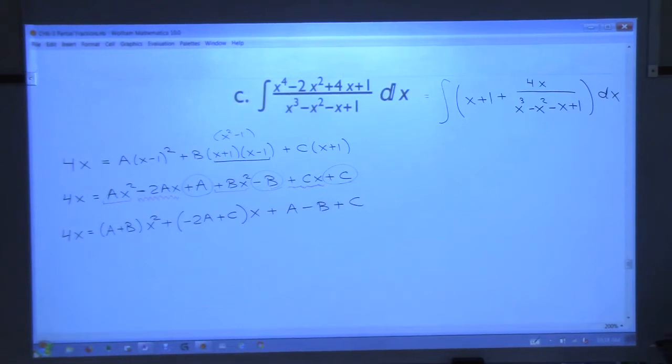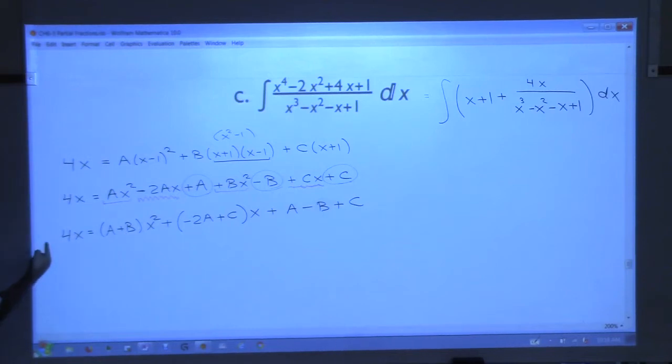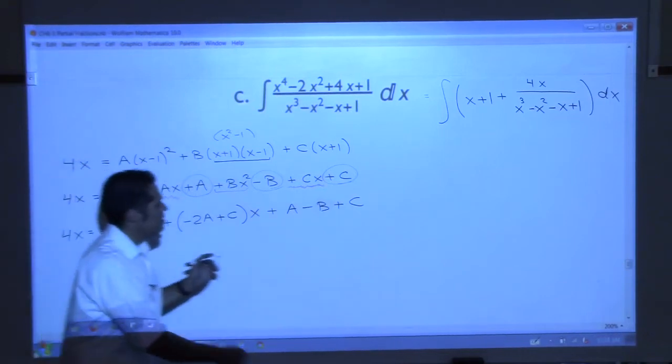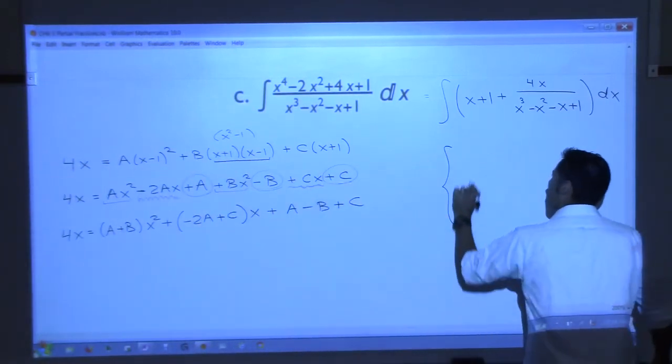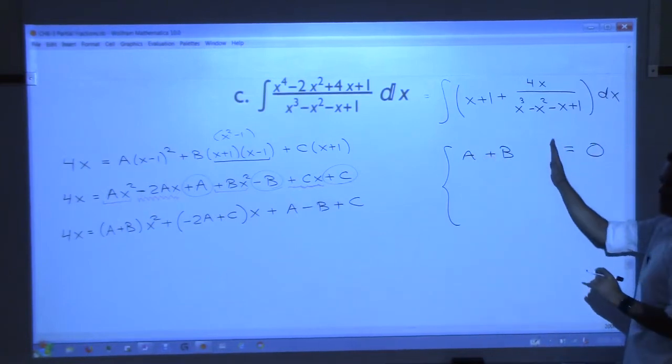System of equations. Crap. This has to be the number that's in front of x. Ooh, there's no x squared. So it's a 0, right? So I know that a plus b has to be equal to 0. And I left a space here for the c's.